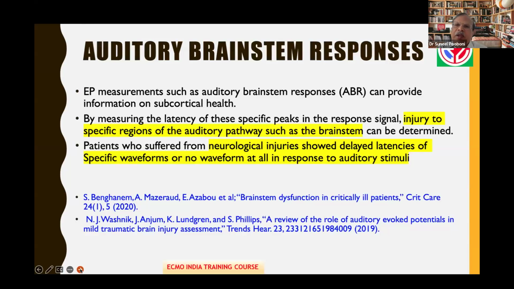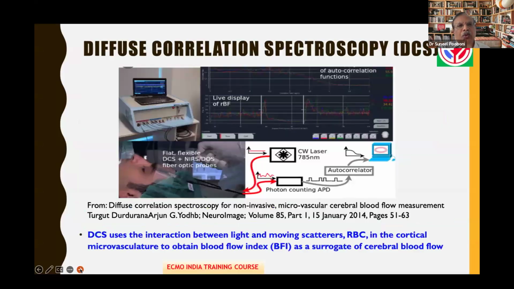Auditory brainstem responses are also helpful. Injury to specific regions of the auditory pathway, such as the brainstem, can be determined by measuring the latency of the specific peaks in the response signal. Neurological injuries also showed delayed latencies of specific waveforms, or no waveforms at all, in response to auditory stimuli in patients on ECMO when they suffered neurological injury. So it would be helpful too.